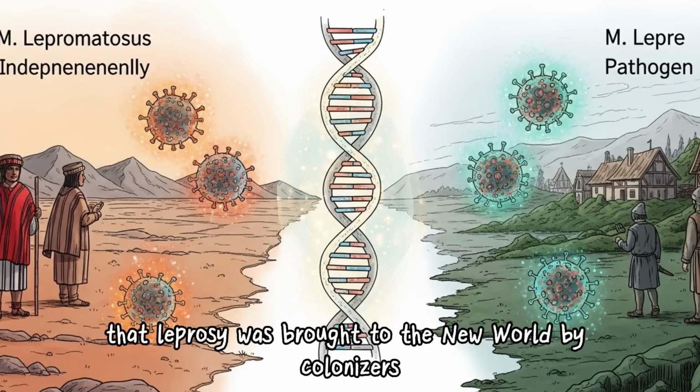It overturned one of the longest-held assumptions in infectious disease history, that leprosy was brought to the New World by colonizers. M. lepromatosis and M. leprae, the two pathogens that cause Hansen's disease, evolved independently on opposite sides of the world. Two related organisms converging on the same devastating pathology from entirely different evolutionary starting points.